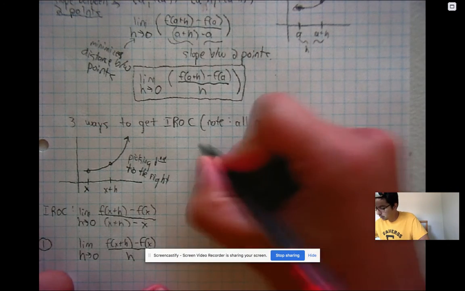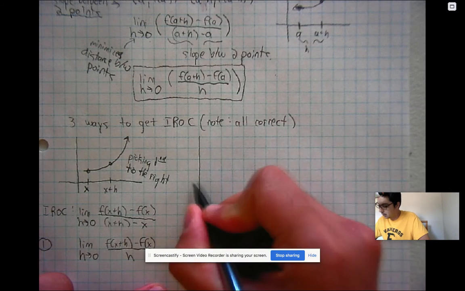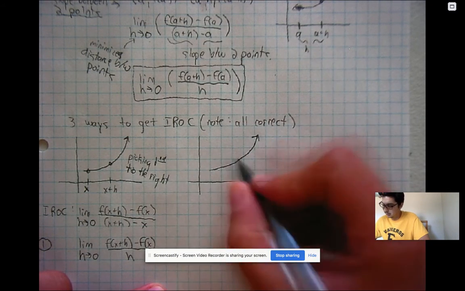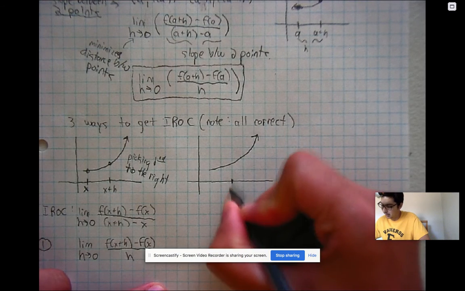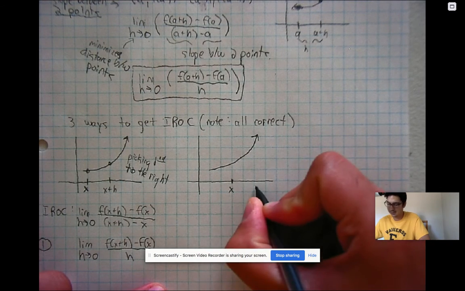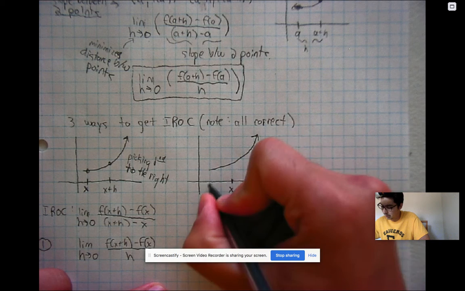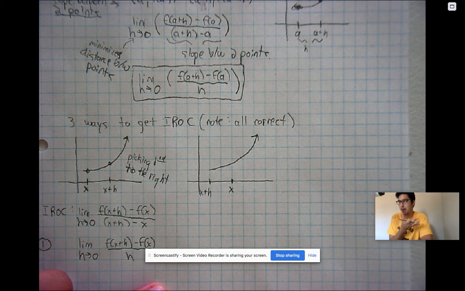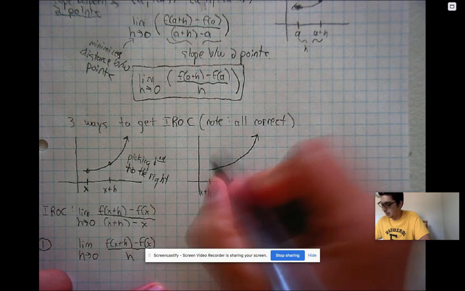Second way you can write this is, and some of you are already thinking this, do you have to pick a point to the right of it? So if we have a point x, do you have to pick a point h away to its right? No, you don't. And that doesn't really change things because limits, if it's continuous, the function will approach that point from either side. That's how the limit exists.